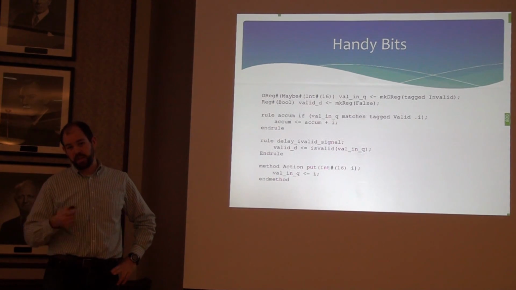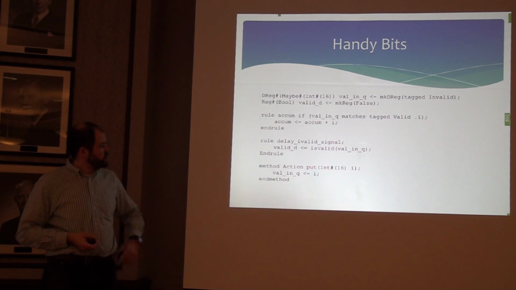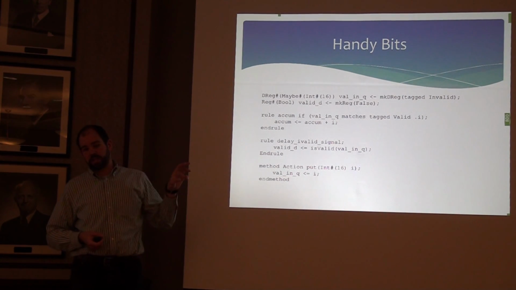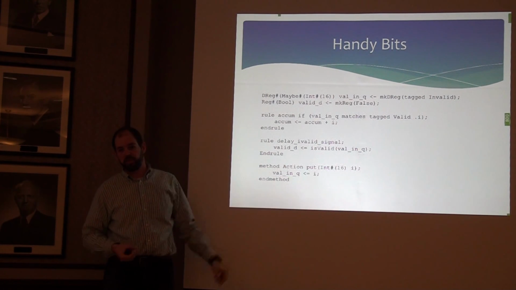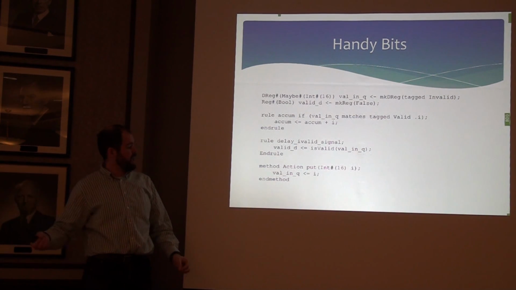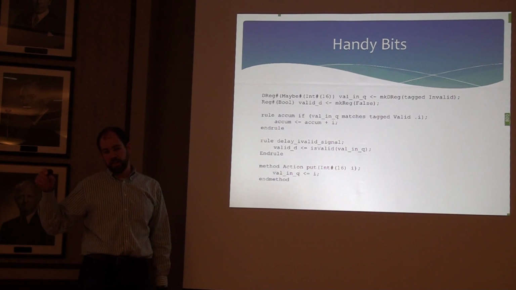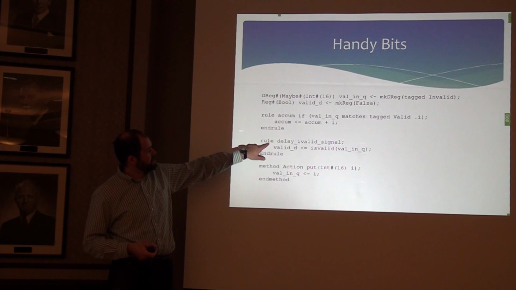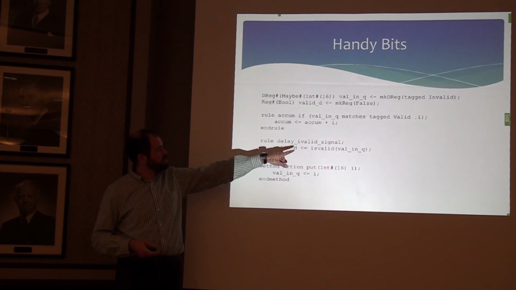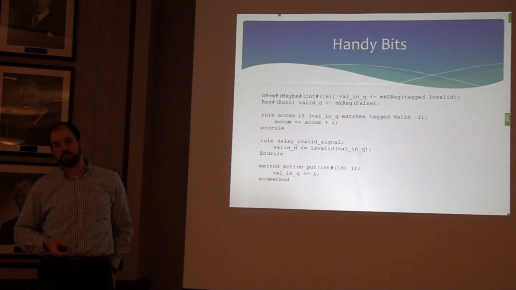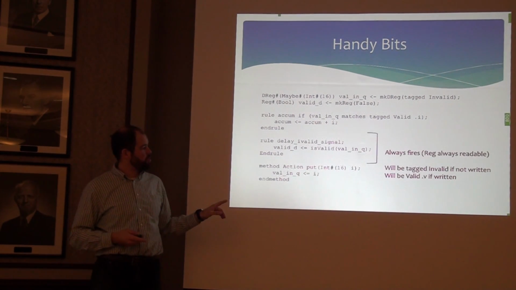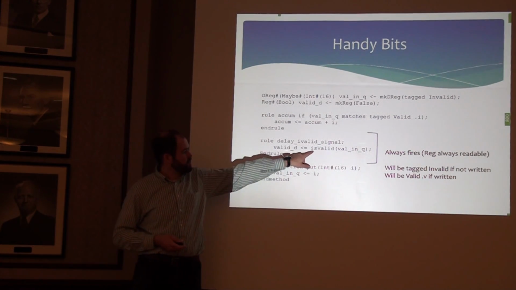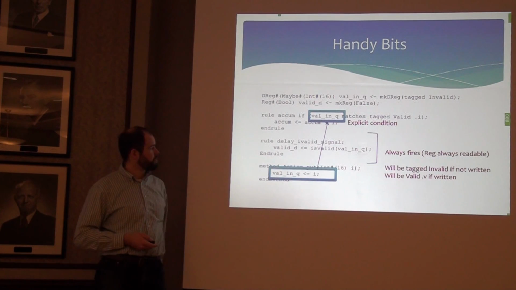Right? So in this case, this is handy for, say, computational pipelines. So when you have val in Q, it will always be marked invalid unless you call the put method. So you call put, it puts data in the pipeline and marks it valid. But then on the next cycle, that register automatically flips back to invalid. And then you have a signal here, delay iValid signal. Well, val in Q is a register. You can always read a register. There's nothing preventing you from doing that. So that will always fire. The register will always be readable, but you can check if it's valid or not.